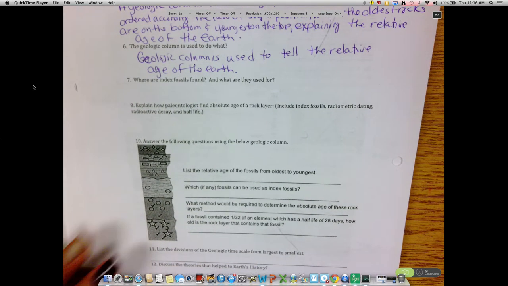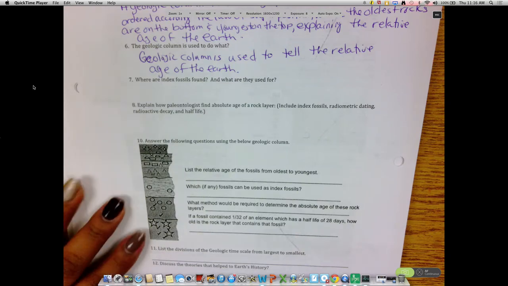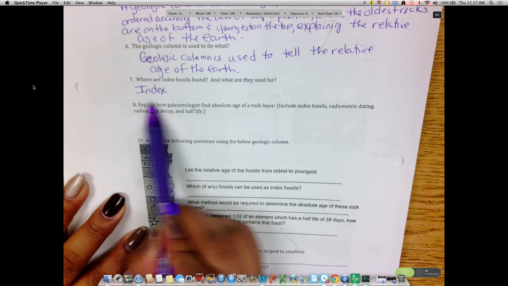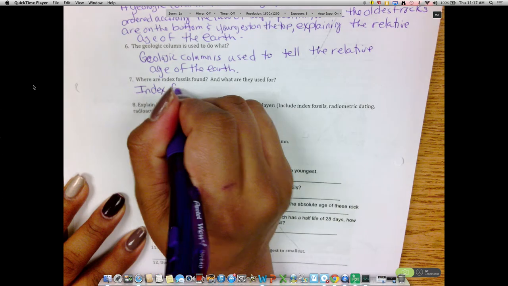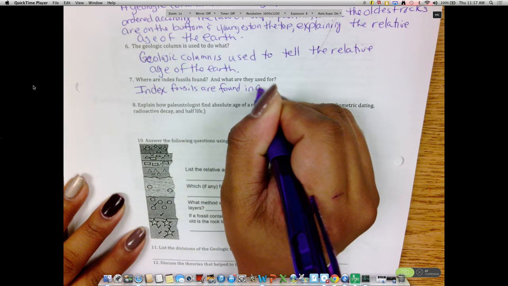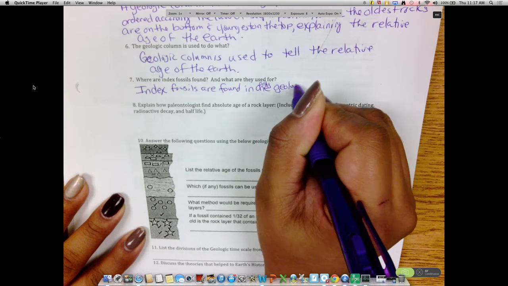Number 7. Where are index fossils found and what they're used for? Now, with this question, some of you will answer the first one, move on and totally skip the second question, not fully answering the question. Take your time and slow down. Where are index fossils found, Jayla? They are in the geologic column, but that's not enough information. One layer, not just a column, because remember the whole thing is the column. You have layers that go this way. So index fossils are found in only one geologic layer.